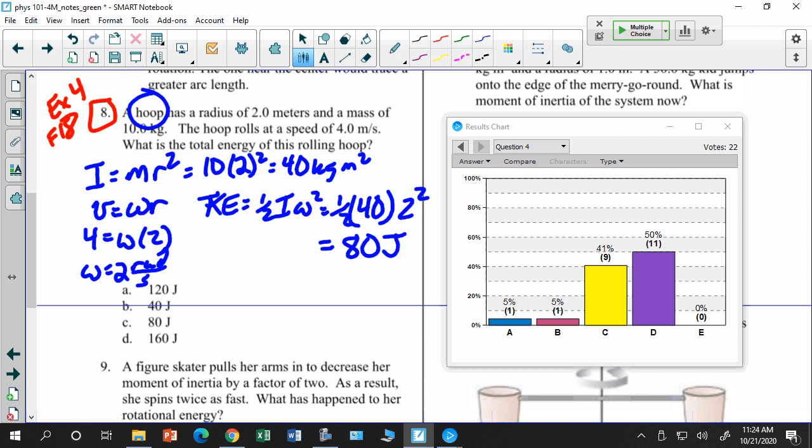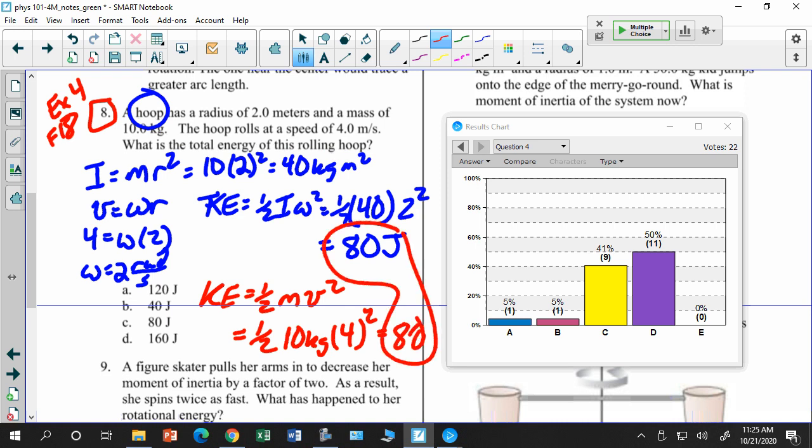However, this object also has not just rotational kinetic energy, but it also has translational kinetic energy. So I also have to consider that the kinetic energy of it moving in a straight line is 1/2 m v squared. So that's 1/2 of the mass, which is 10 kilograms, times the speed, which is 4 meters per second, squared. So that's 5 times 16, and that's 80. And then the total energy is the sum of those, or D.